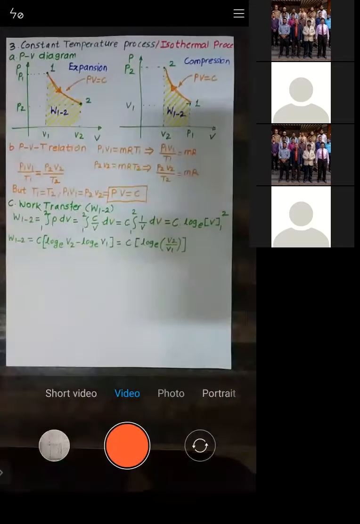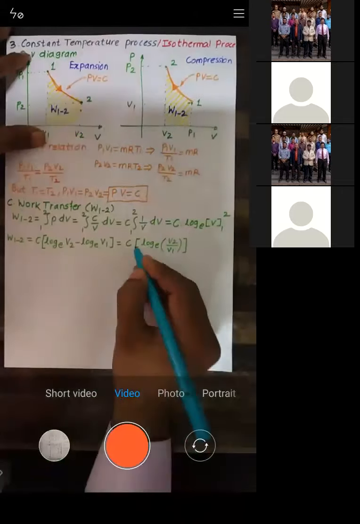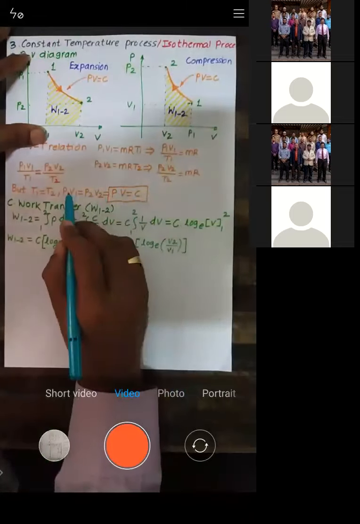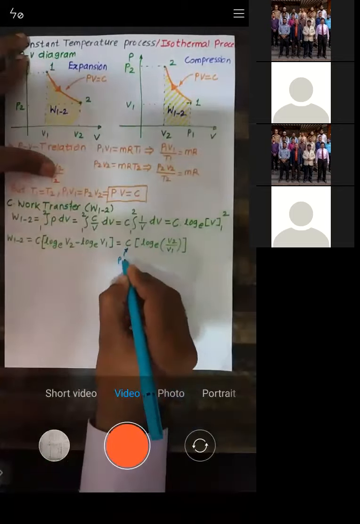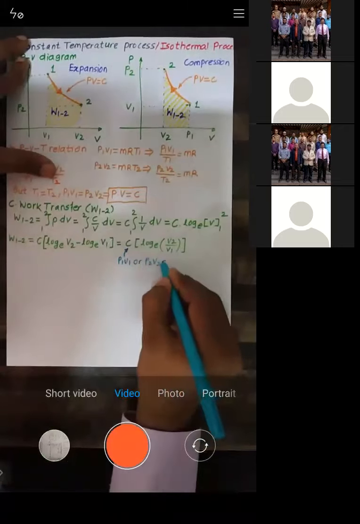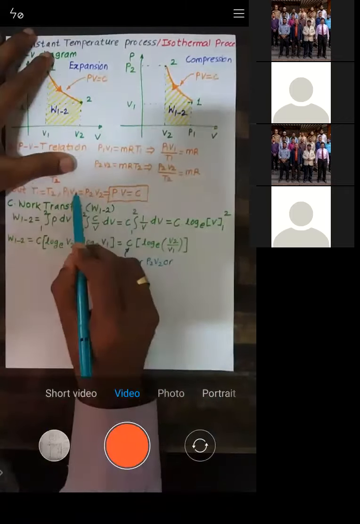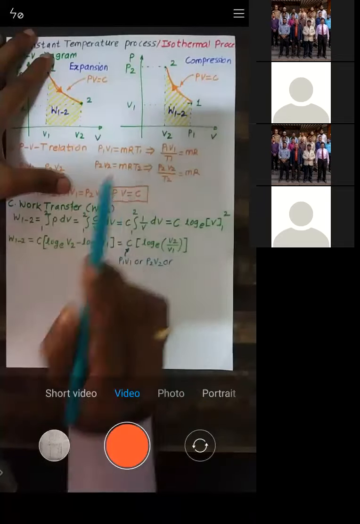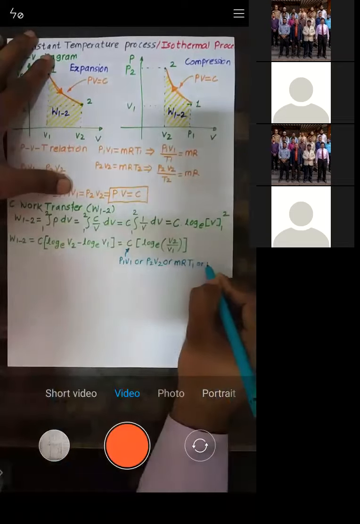Now, the question will be, what is the value of C? See, all of you, I would just written here C. So instead of C, what you can put? You can put this as P1 V1 or P2 V2. So C can be either P1 V1 or P2 V2. What is the formula for C? What is the value of C? It's P1 V1 or P2 V2. What is P1 V1? It's MRT1. What is P2 V2? It's MRT2. So, MRT1 or MRT2.